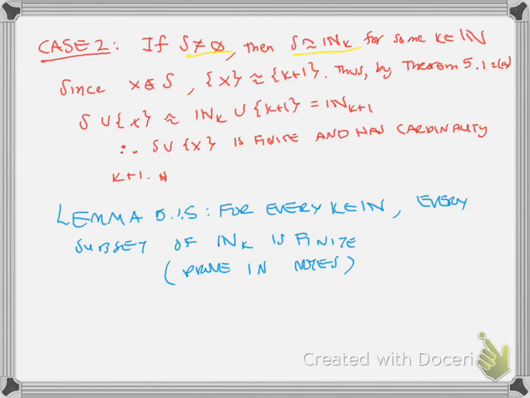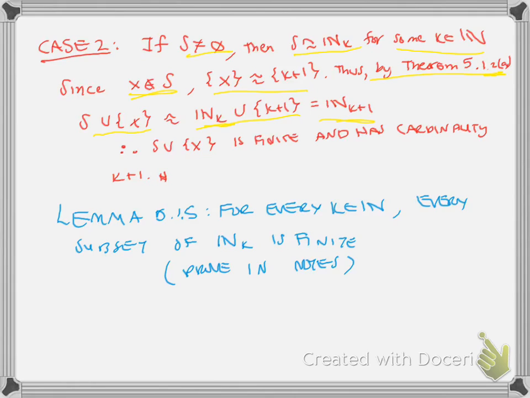All right, well now let's suppose S is not equal to the empty set. Then since we already know it's finite, it has to be equivalent to n sub k for some k belonging to the naturals. Since x doesn't belong in S, we can say that the set containing x is equivalent to the set containing k plus 1, which would be disjoint. So that means they would be disjoint. And so thus by theorem 5.1.2a, S union the set containing x is equivalent to n sub k union the set containing k plus 1, which will give us n sub k plus 1.